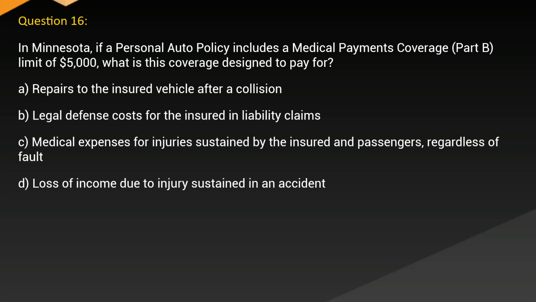Question 16. In Minnesota, if a personal auto policy includes medical payments coverage, Part B, with a limit of $5,000, what is this coverage designed to pay for? A. Repairs to the insured vehicle after a collision. B. Legal defense costs for the insured and liability claims. C. Medical expenses for injuries sustained by the insured and passengers, regardless of fault. D. Loss of income due to injury sustained in an accident.